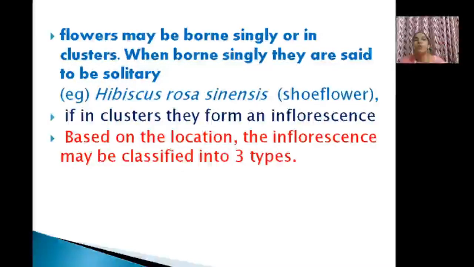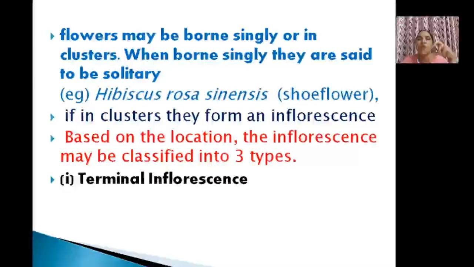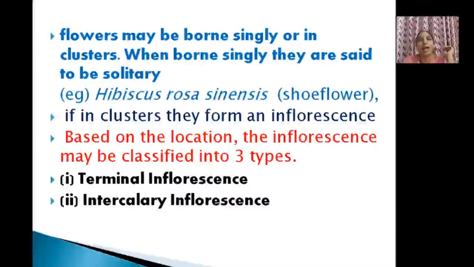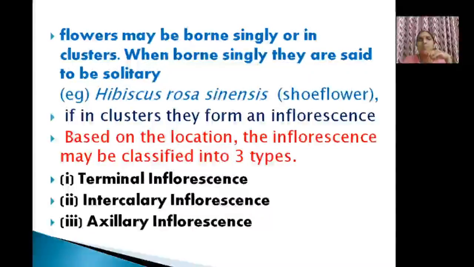Based on the location, inflorescence may be classified into three types. What are they? Terminal inflorescence: the inflorescence occurs at the tip of the branches. Then intercalary inflorescence: the inflorescence occurs at the middle portions, in between the axis, nodes, etc. Then axillary inflorescence: in the axil of the leaf, axil of the stem, etc. Clear? So terminal, intercalary and axillary, that is the position of the inflorescence.